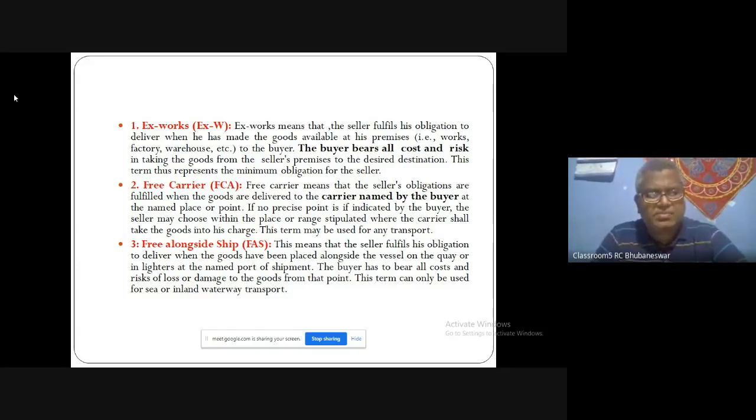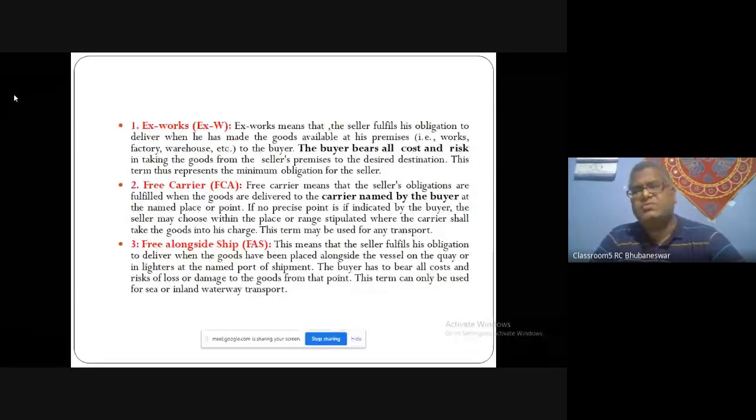Another one is Free Carrier, FCA. Free Carrier means it is the seller's obligation to deliver the goods to the carrier named by the buyer. Carrier here means transporting the goods from one place or point to another. If I am indicating the particular point, the buyer's name, address and all stipulated guidelines I have to frame out, all charges are concerned. That is the term used by any transport. That is called Free Carrier.